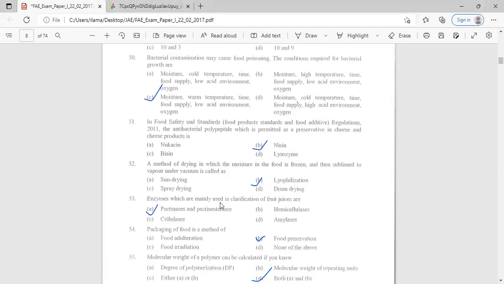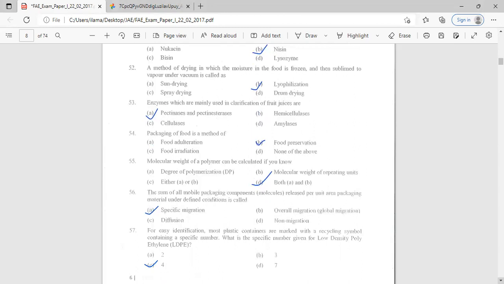And then enzymes which are mainly used for the clarification of fruit juice are pectinase and pectin esterase. Packaging of a food is a method of food preservation. The molecular weight of a polymer can be calculated if you know the degree of polymerization and the molecular weight of repeating units. And then the next one, the sum of all mobile packaging units released per unit area of the packing material under defined conditions is specific migration.